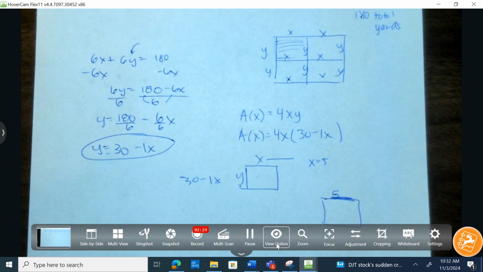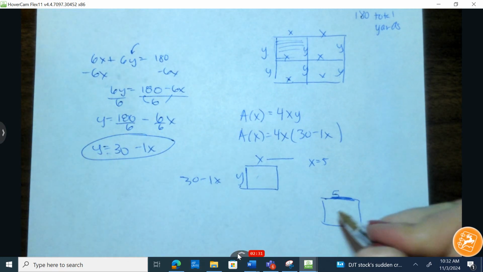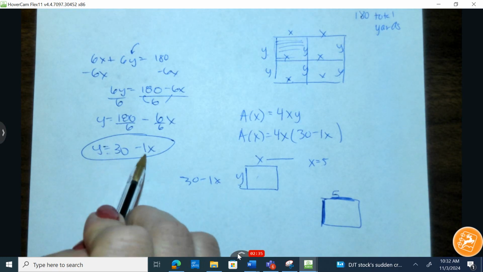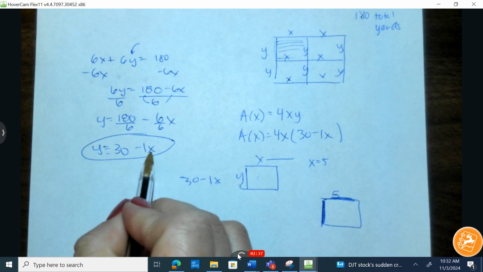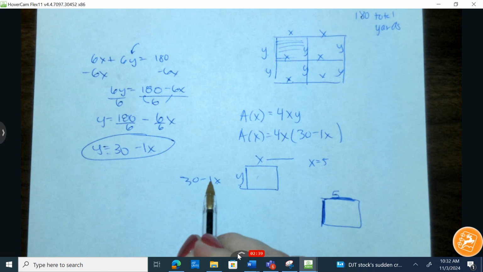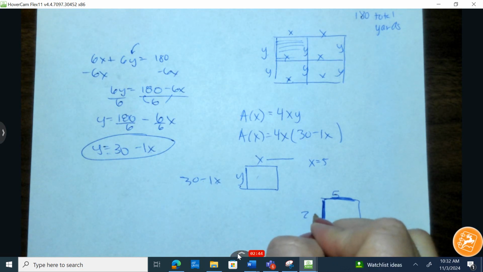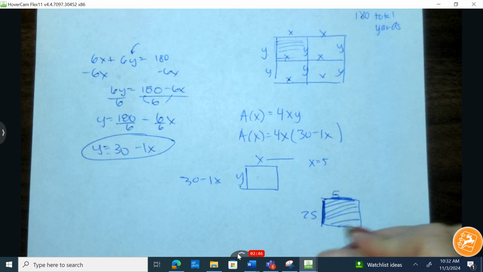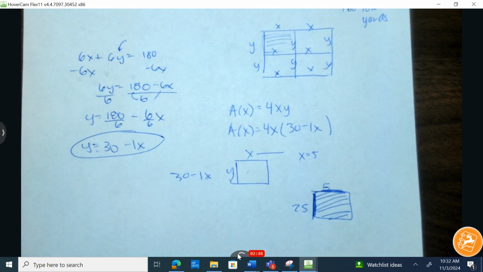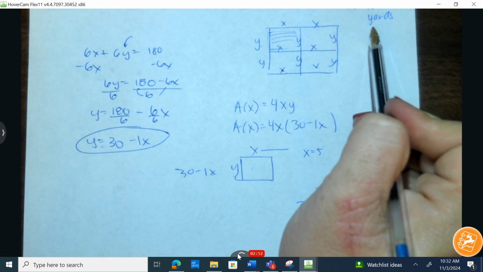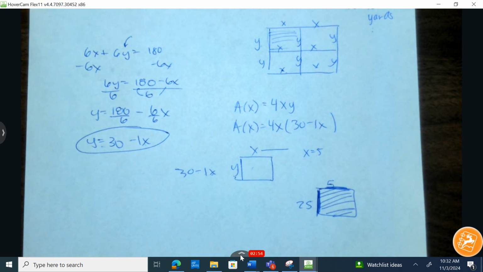This length is 5, as we are told. And now we need to know, what is the width? Well, the width represents Y, 30 minus 1X. We know X is 5, so 30 subtract 1 times 5. 30 subtract 5 is 25. So the area of one of the smaller ones is 5 times 25, or 125 square yards.